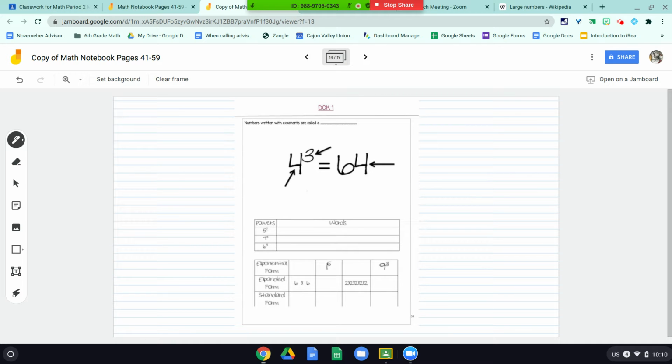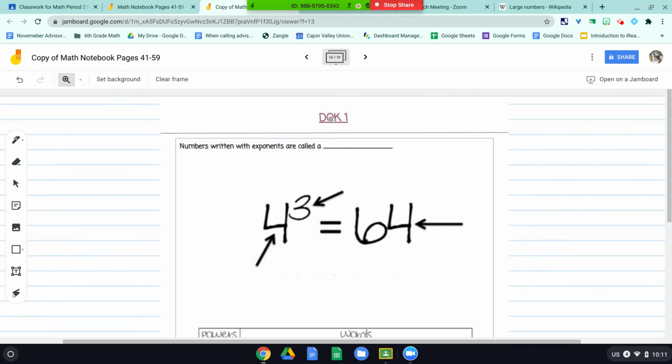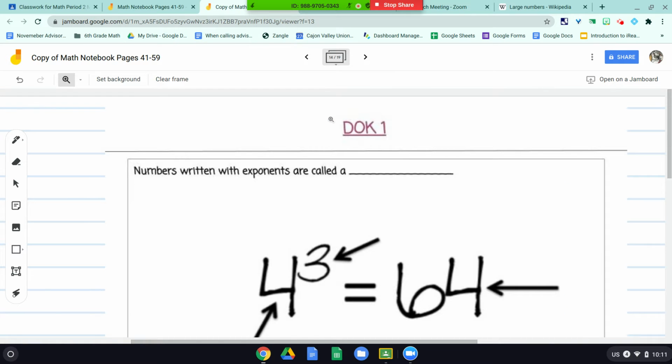So we're on page 54 of our math notebook, and this is one of the homework assignments for this week. If you're doing this page with me, make sure that you take pictures of it and turn it in for full credit. Okay, so on page 54, we have some blank spaces to fill in, and I'm going to zoom in and get a good look at what we need to complete here and make sure I can write neatly on Jamboard as well.